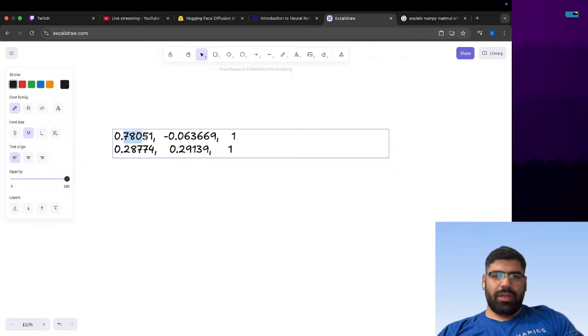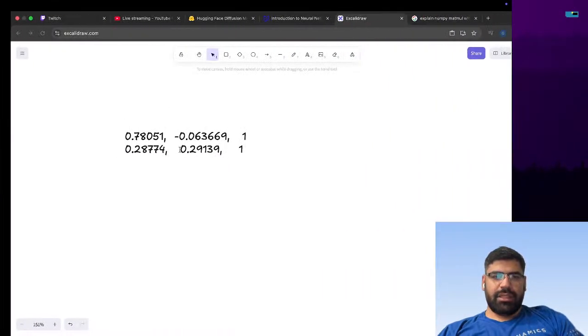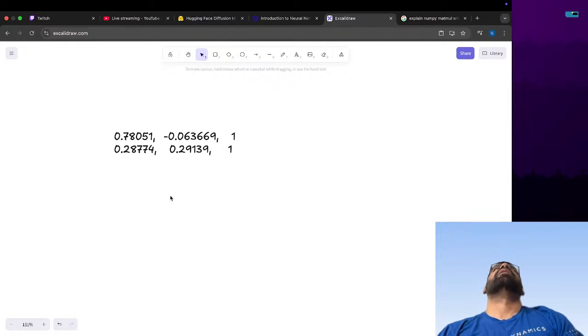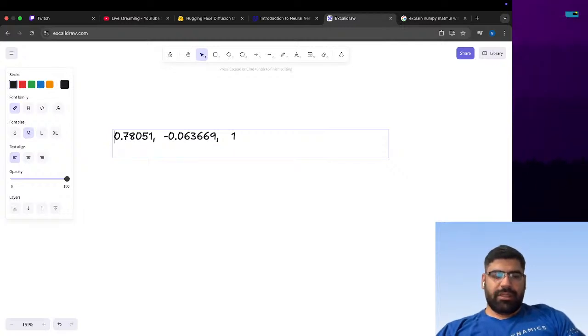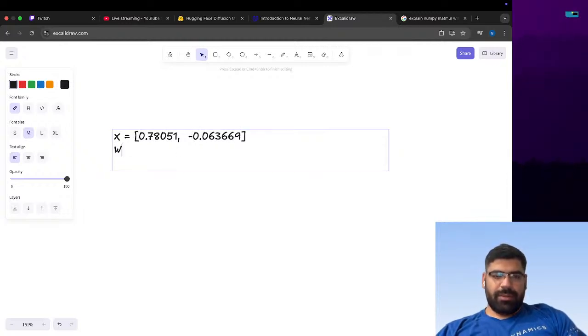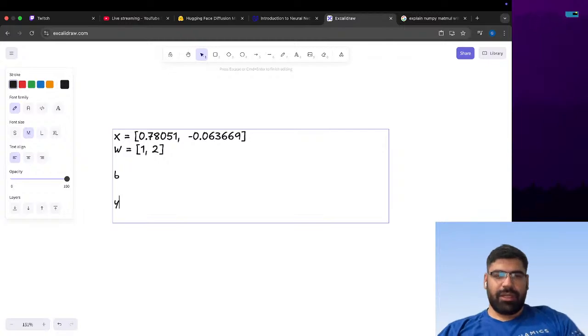X, X1, X2, and Y. We're getting those coordinates, an array of coordinates and an array of weights. In here I'm getting X, which looks like an array. W looks similar, right? Like one or two, let's say. And we get bias. And then we have Y.